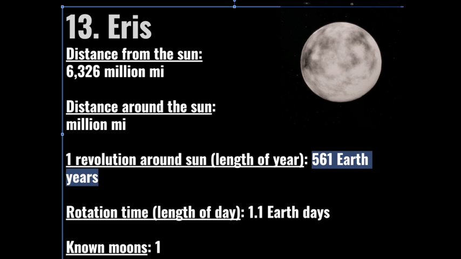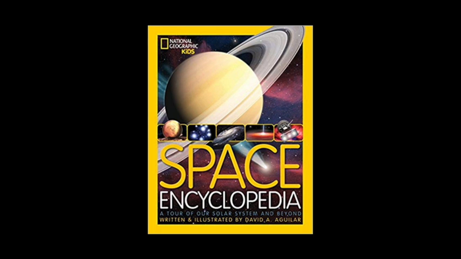So if you're into this stuff, I always recommend looking on the internet. But there's a great book, Space Encyclopedia. This one, I love this book, one of my favorites, this Nat Geo Kids book. If you ever see this book at a book fair or you order it from Amazon, it's a great one. It has all this information plus a lot more.